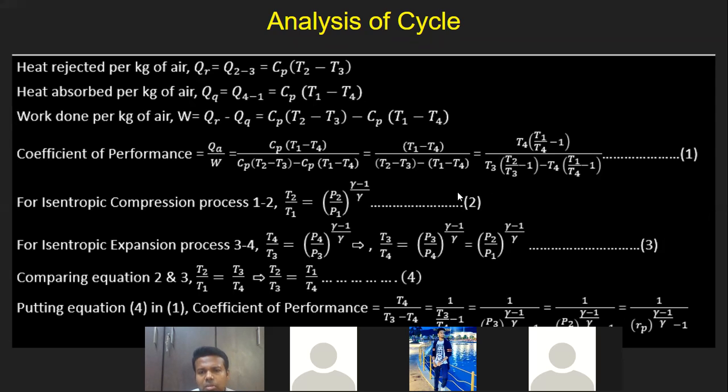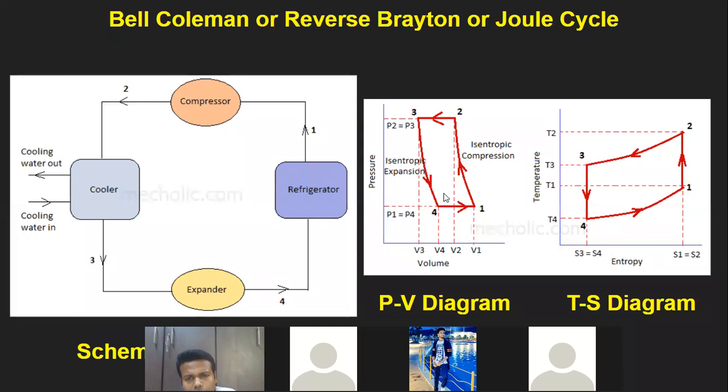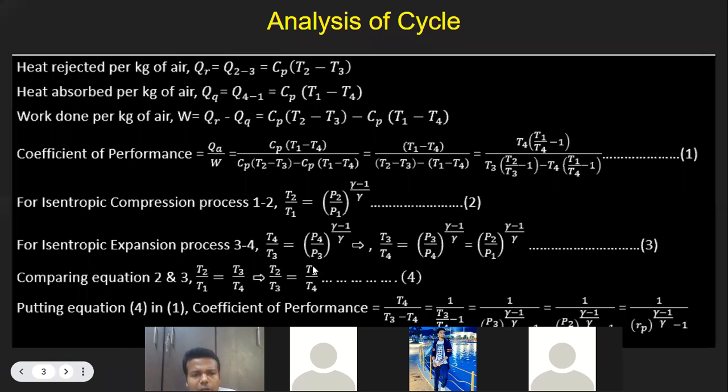This is equation number 2. I am writing this equation because 1 to 2 is an isentropic process, or an adiabatic process. Isentropic and adiabatic have the same meaning, right? Now let us go to process 3 to 4. Again, 3 to 4 is an isentropic process, so I can write the same expression: final temperature by initial temperature is equal to final pressure by initial pressure raised to power gamma minus 1 by gamma. On similar lines I am able to write it.